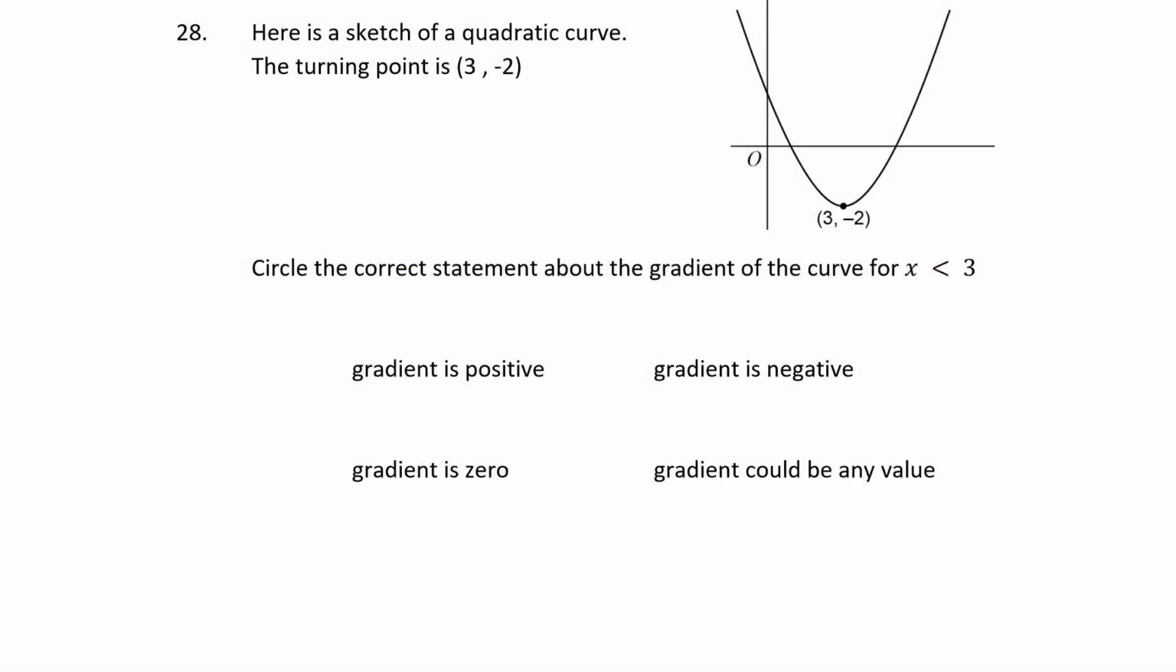Question 28. Here is a sketch of a quadratic curve. The turning point is 3, minus 2. Circle the correct statement about the gradient of the curve. Is it positive, 0, negative, or could it be any value?